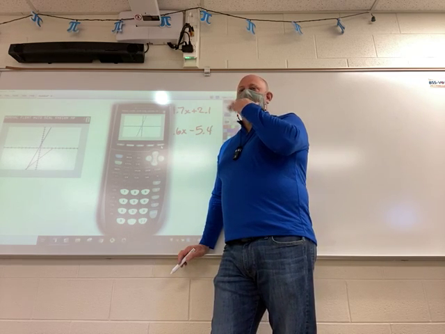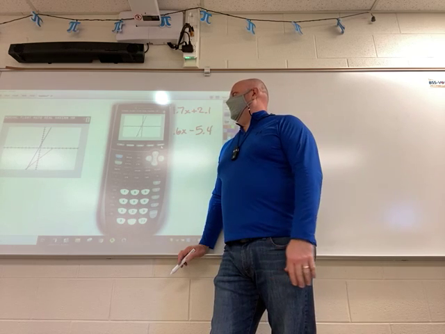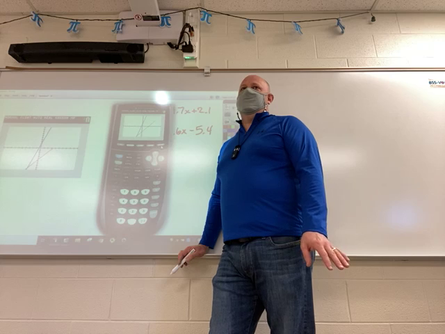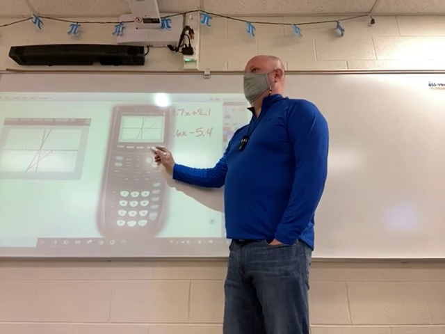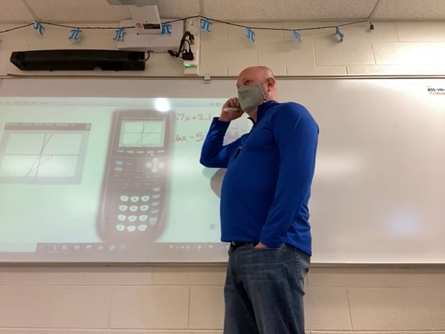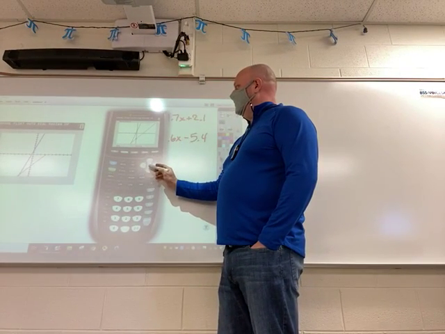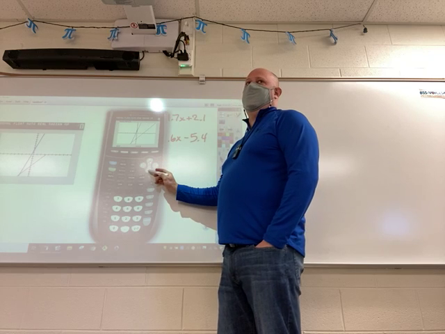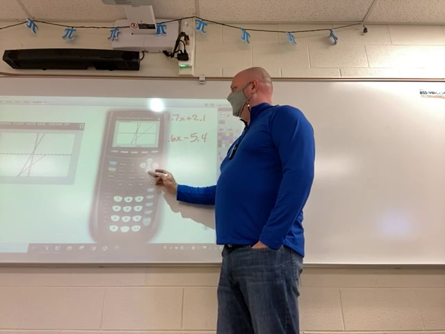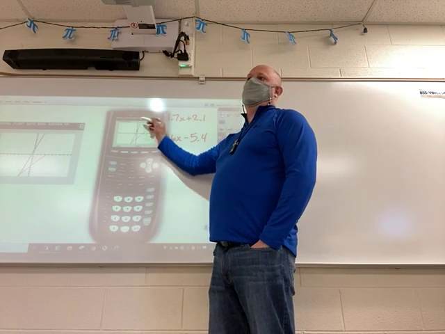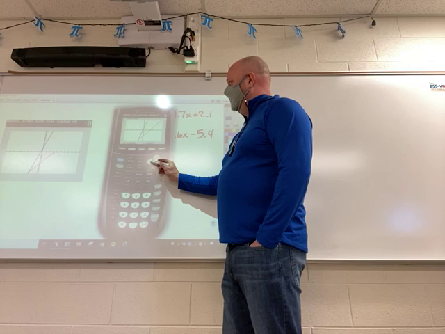Good? All right. Now, you can look at it visually and try to find the answer, but this is a little hard to see, right? So there actually is a trace feature. If you just press trace, you can move along those lines. If you press up or down, it switches from one line to the other. If you hit left or right, it moves along that line.